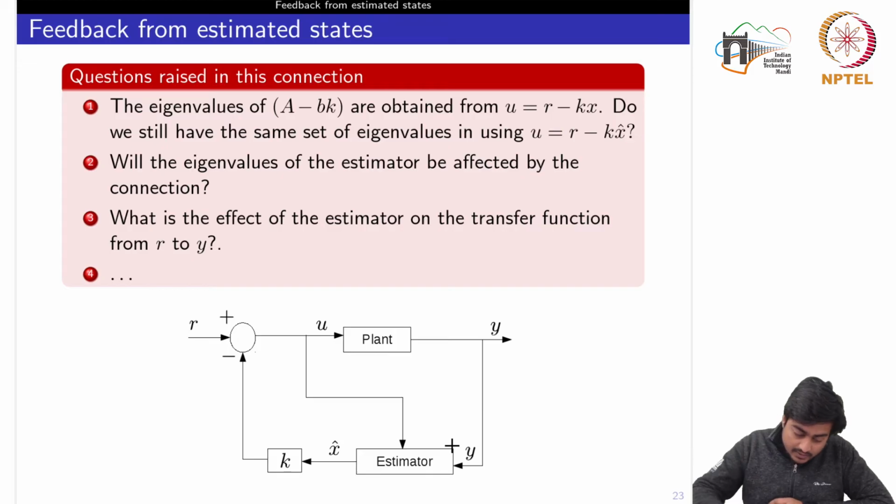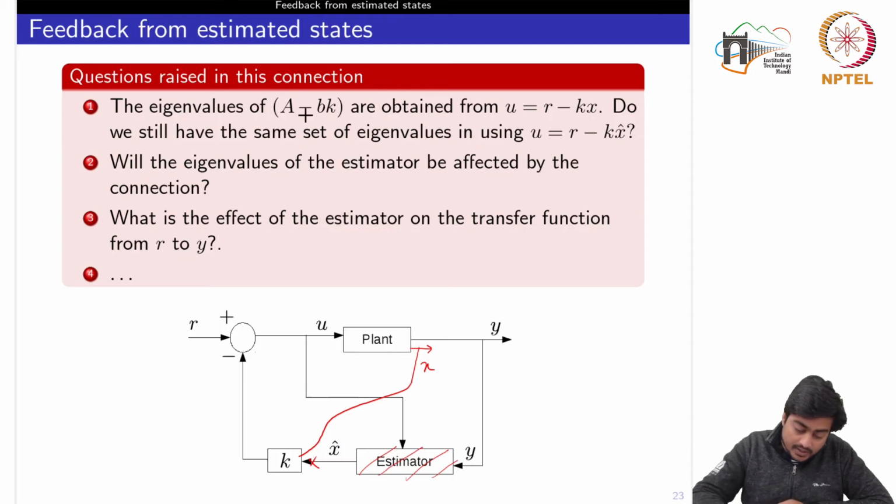After seeing this connection, there are some questions which arise naturally. The first one is that the eigenvalues of this A minus BK, which we obtained after applying only the state feedback, are obtained from this one. So do we still have the same set of eigenvalues in using u is equal to r minus K x hat? This question basically implies, let's say for example, if we do not have this estimator and we have direct measurement of x, and instead of using this x hat, we are taking this one.